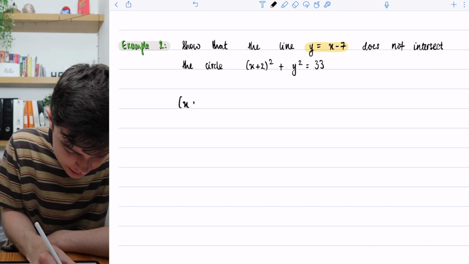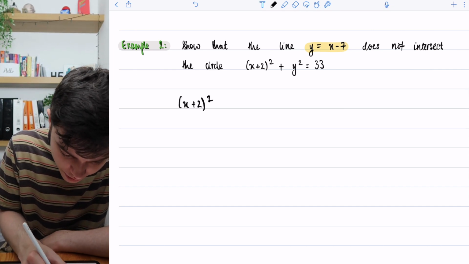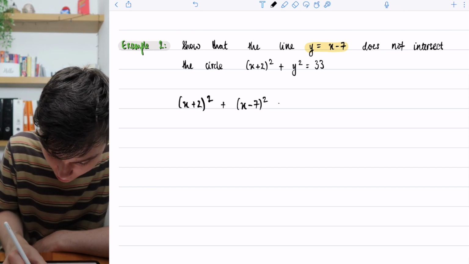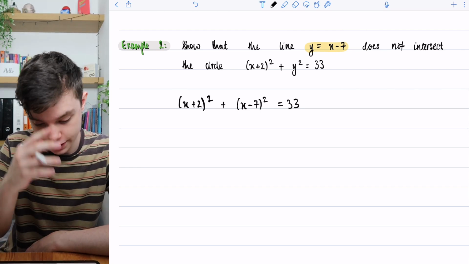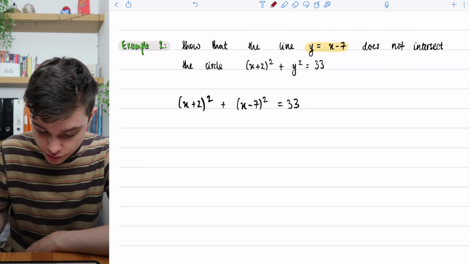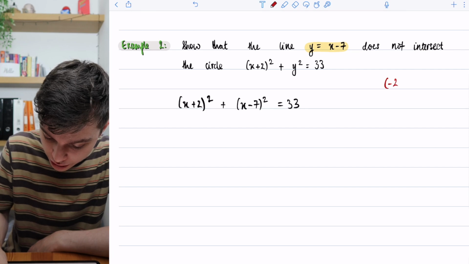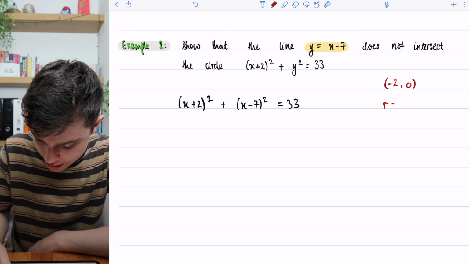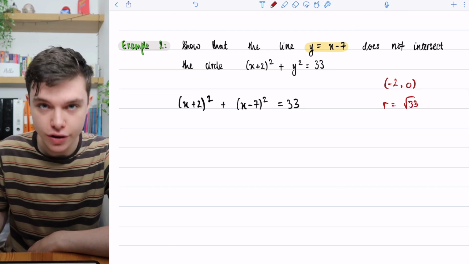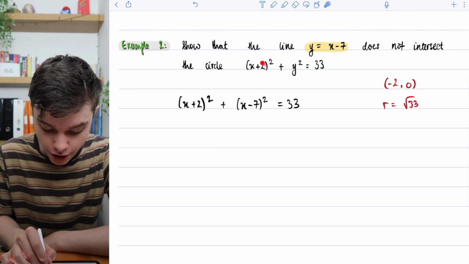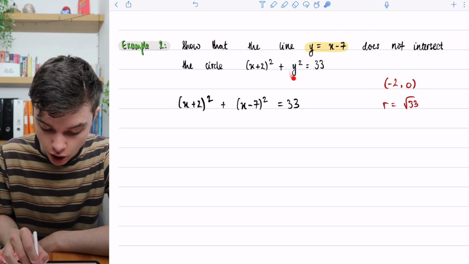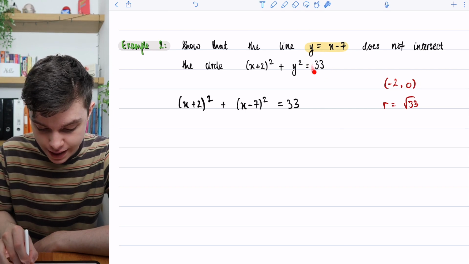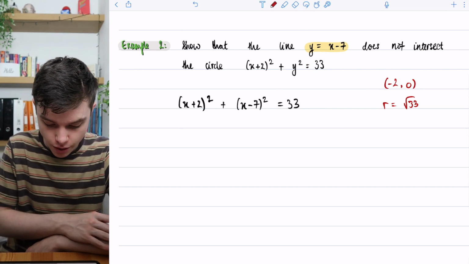So I'll have (x plus 2) squared plus, well, we've got a y there, so I'll replace that with (x minus 7) squared. That's going to be equal to 33. By the way, the centre of this circle, just to test your knowledge from the previous video, is (-2, 0), and the radius, which we'll call r, is root 33. We've got that from taking the opposite sign here, -2. We've got nothing being taken away or added to the y, so it's 0, and the radius is that square rooted.